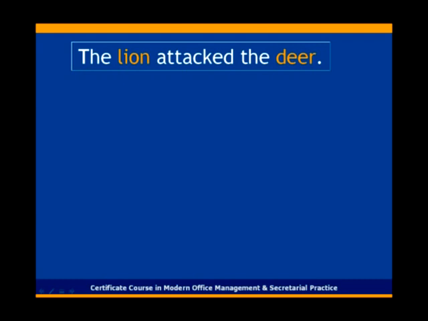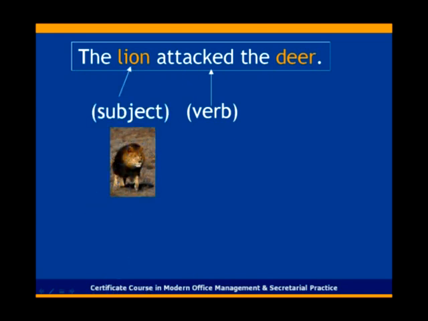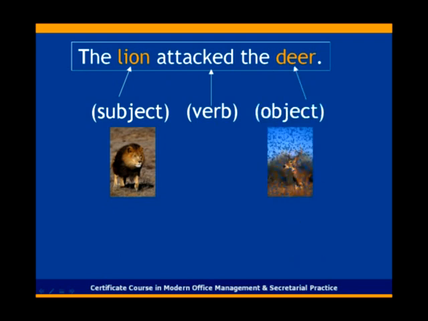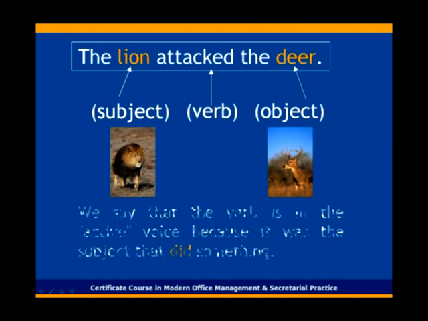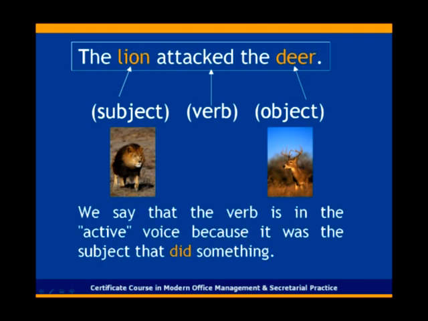Look at the first sentence again. The lion attacked the deer. It is a complete sentence. The form of the verb attacked shows that the subject, that is the lion, had done something to another something or someone, in this case, the deer. We say that the verb is in the active voice because it was the subject that did something.